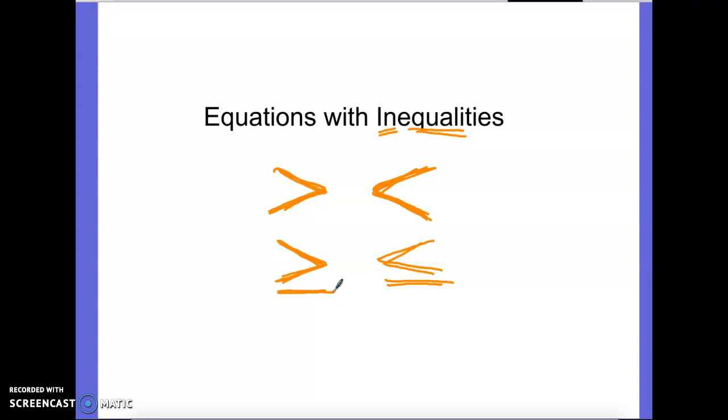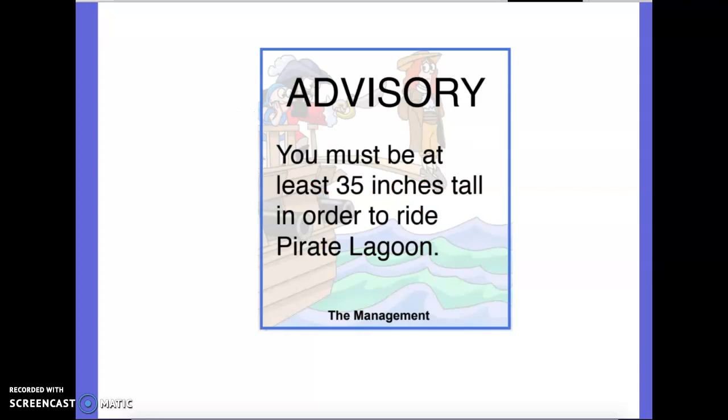So instead of using an equal sign in our equations, we're going to see these instead, which is actually not that bad because we're going to be working them out the same way, but you are going to use number lines also. So let's talk about this. You must be at least 35 inches tall in order to ride Pirate Lagoon. The key words here are at least 35 inches tall. That means that you could be 35 inches or more.